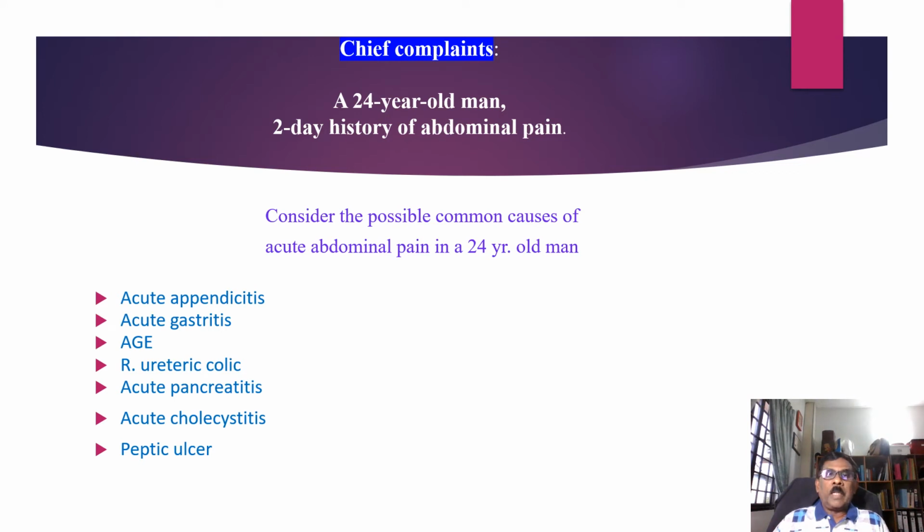Okay, now we analyze this history for this case scenario. The chief complaint is a 24-year-old man with a 2-day history of abdominal pain. Now with this we consider the possible common causes of acute abdominal pain in a 24-year-old man. The list here includes some of the common causes, among which the most common will be acute appendicitis, acute gastritis, acute gastroenteritis, ureteric colic, acute pancreatitis, acute cholecystitis, and peptic ulcer.